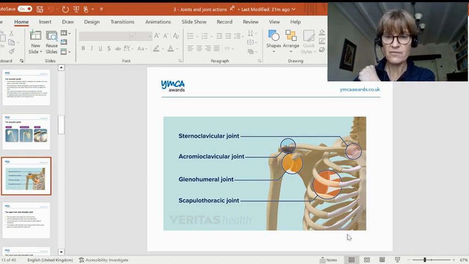And this is where the head of the humerus articulates with the glenoid cavity, which is that shallow cavity on the scapula. And then dropping down again, we've got what's called our scapulothoracic. It's not really a joint that we tend to think of, but it's the gliding movement of the scapula that happens around your rib cage, around your thorax. That's your scapulothoracic joint. But the main ones to think about here are your sternoclavicular and your acromioclavicular.